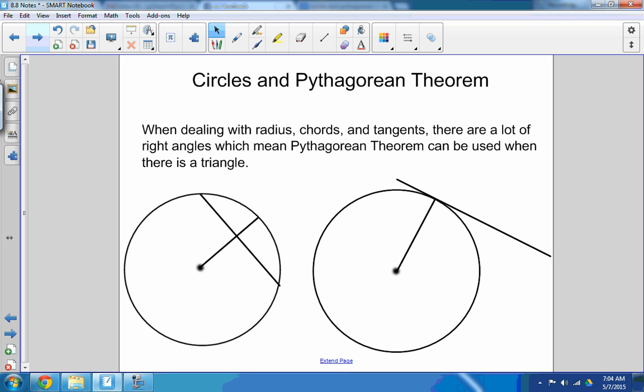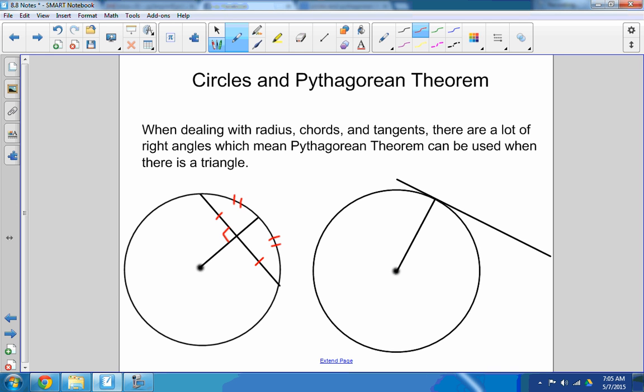So we know from everything we've done so far in this unit that when we're dealing with radius, chords, and tangents, there are a lot of right angles, which means the Pythagorean theorem can be used when there's a triangle. We also can use, potentially, our special right triangles, the 45, 45, 90 or the 30, 60, 90 triangles. Here, in this first circle, we know that the radius, when it intersects a chord at a 90-degree angle, bisects the chord and bisects the arc.